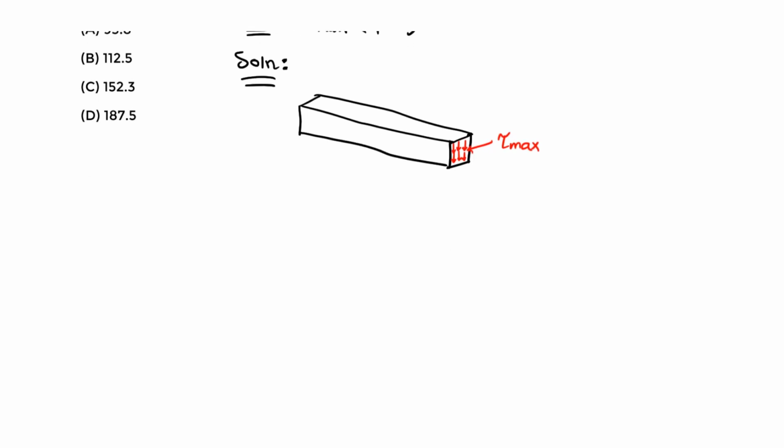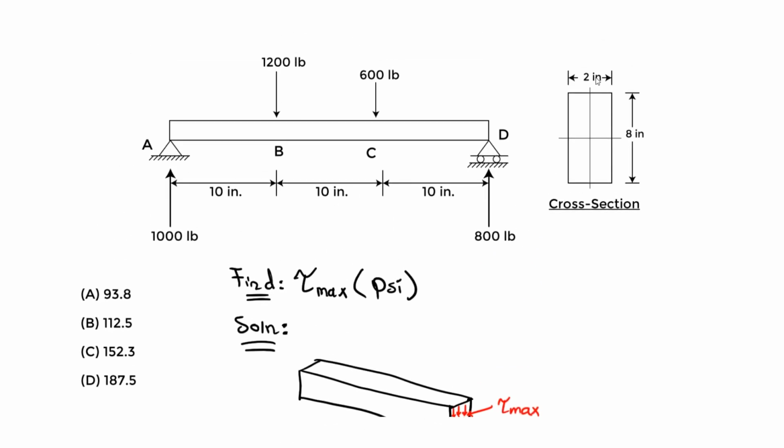So we're going to say that tau max is going to equal VQ divided by IB. So here V is going to be the shear force. V is the shear force, Q is the first moment of area, and we know I is going to be the moment of inertia. Then B is going to be simply the width of the cross section. So B in this case is quite simple. It's just 2 inches.